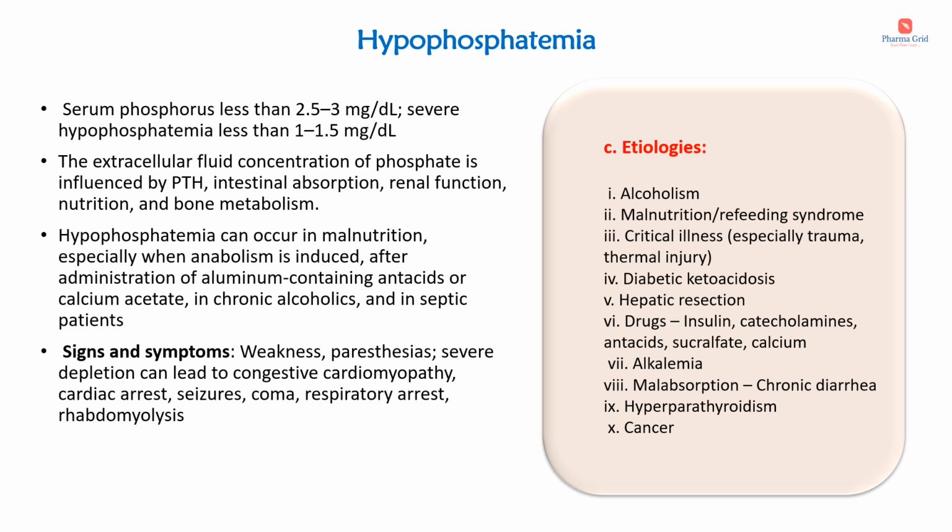So here you can see the etiologies behind hypophosphatemia: alcoholism, malnutrition or refeeding syndrome, then critical illness especially trauma, thermal injury, diabetic ketoacidosis, hepatic resection, drugs such as insulin, catecholamines, antacids, sucralfate, calcium, alkalemia, malabsorption, especially in the case of chronic diarrhea, hyperparathyroidism, then cancer. Signs and symptoms include weakness, paresthesias, severe depletion can lead to congestive cardiomyopathy, cardiac arrest, seizures, coma, respiratory arrest, rhabdomyolysis.